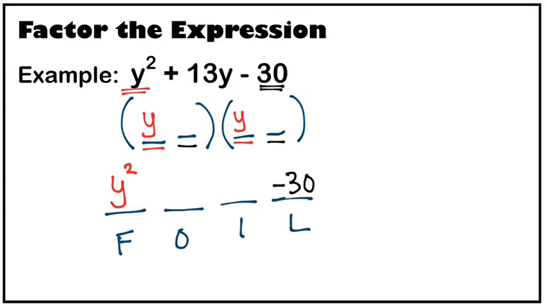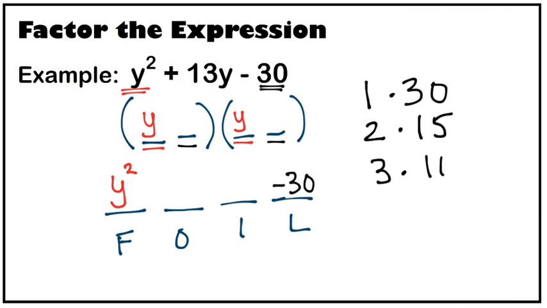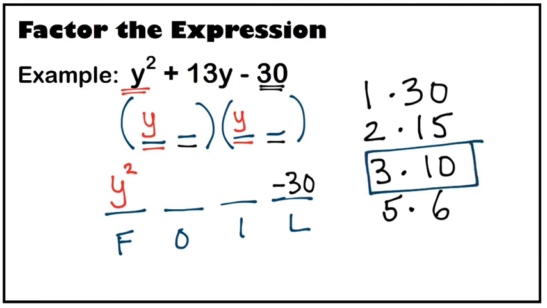In order to get 30, we could use 1 times 30, or 2 times 15, or 3 times 10, or 5 times 6. All of those could multiply to 30, but we need them to multiply to 30 and either add or subtract to 13. So I'm going to start out by intentionally doing the problem incorrectly. It seems obvious that 3 times 10 is 30 and 3 plus 10 is 13.